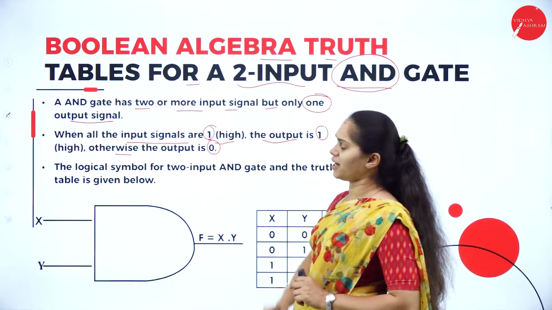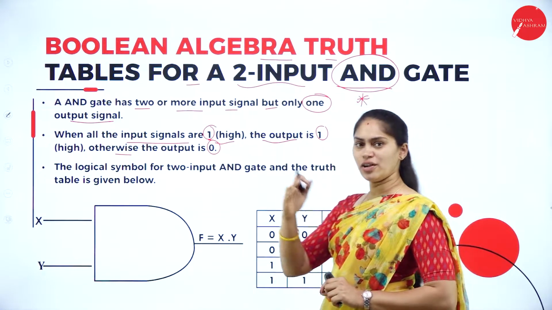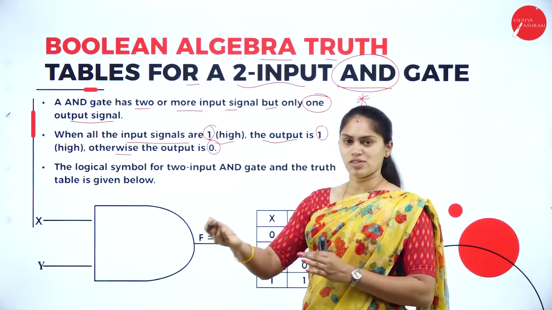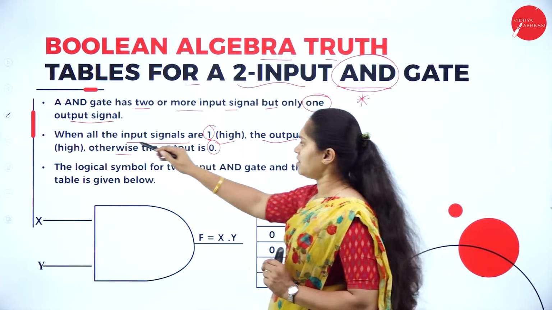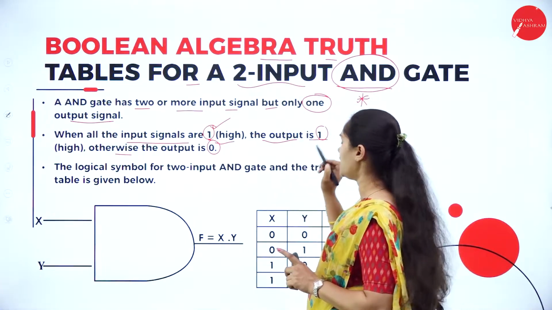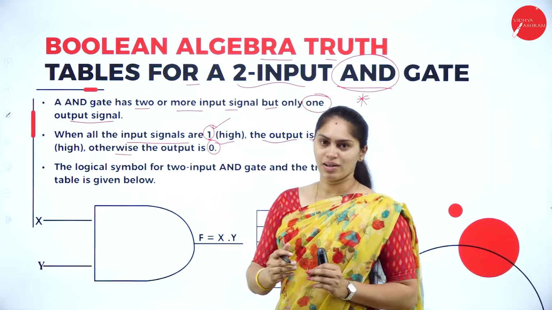Mainly the AND operator deals with multiplication. So 0 into 0 is 0, 0 into 1 is 0, 1 into 0 is 0, and 1 into 1 only will be 1. That is why only when all the input signals are high or 1, the output will be 1. Otherwise, if any one of the input signals is 0, then the output will be 0.